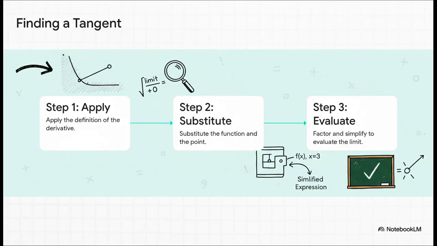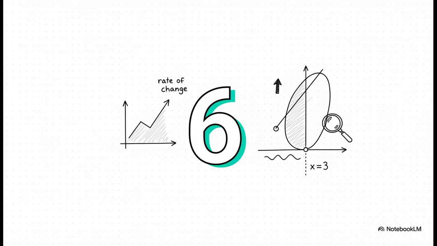Say we want to find the exact slope of the curve f of x equals x squared, right at the specific point where x equals 3. Well, first, we just set up the definition of the derivative. Second, we plug in our function and our point. And third, we just do a little bit of algebra to clean things up and evaluate that limit. And what we get is 6. At that one exact, single, infinitesimal point where x equals 3 on that curve, the slope is precisely 6. Not 5.999, not 6.001, exactly 6. That is the power of the derivative.